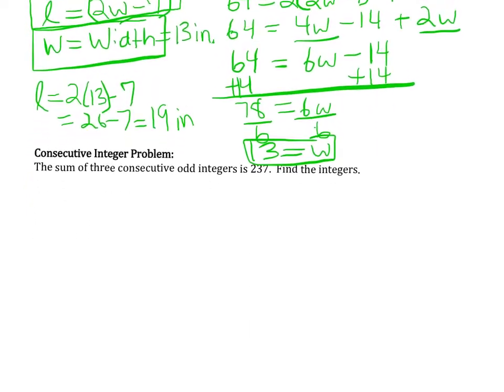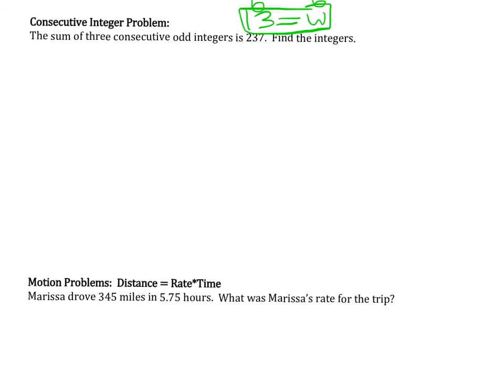Let's look at another example. This example includes what we call a consecutive integer problem. And what I mean by consecutive integer, I mean integers that are right next to each other. All right. For instance, the next consecutive integer after 1 is 2. Next one after 2 is 3. All right, so on and so forth. In this problem, it says the sum of 3 consecutive odd integers is 237. Remember, your odd integers are your integers that end with 1, 3, 5, 7, 9.